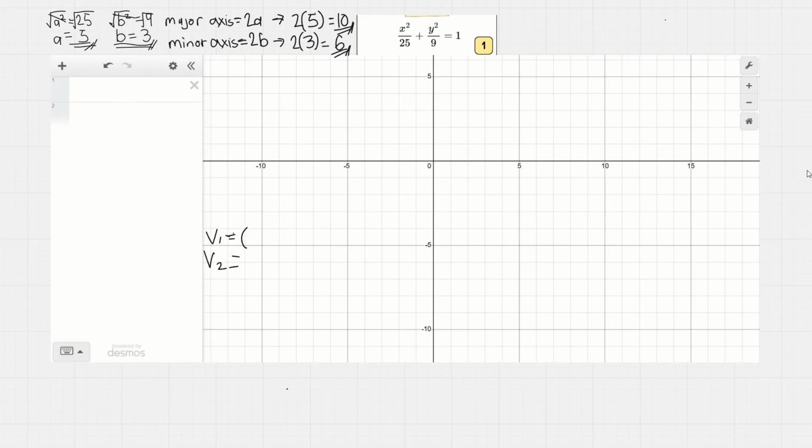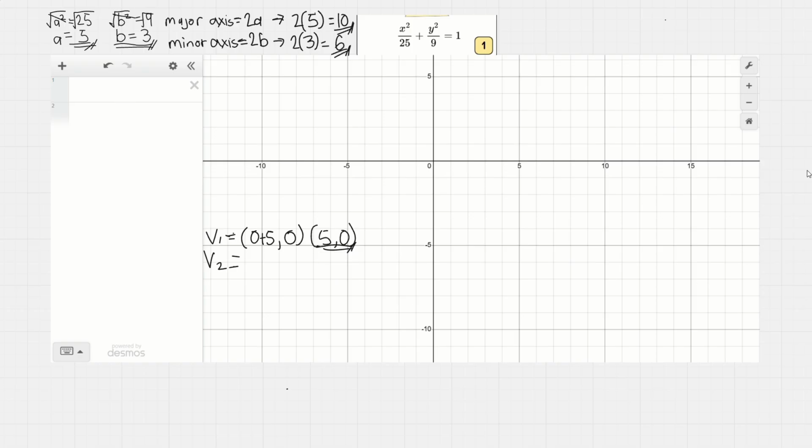The orientation of our ellipse is horizontal because the x squared, 25, is the higher value. So our ellipse will be lying on the x-axis, and in our vertices, x will be the one moving. We're going to start from the center to both vertices. We count 5 times, so 0 plus 5, comma 0. Therefore, we have 5, comma 0 for our vertex 1.